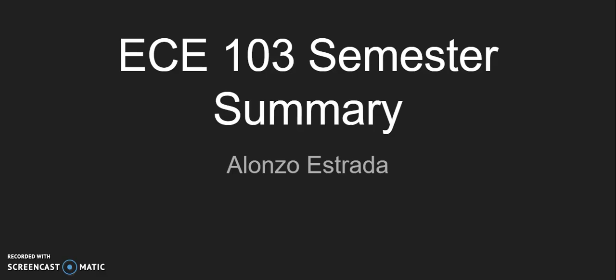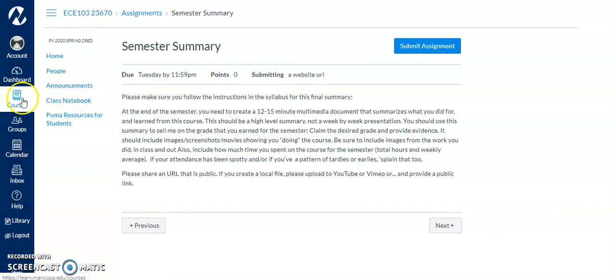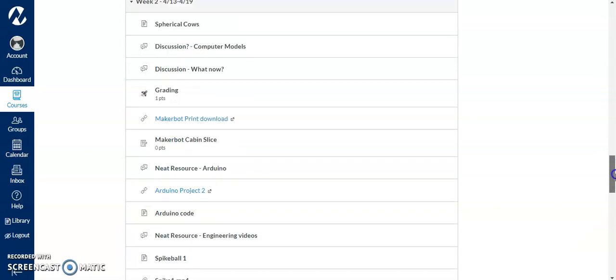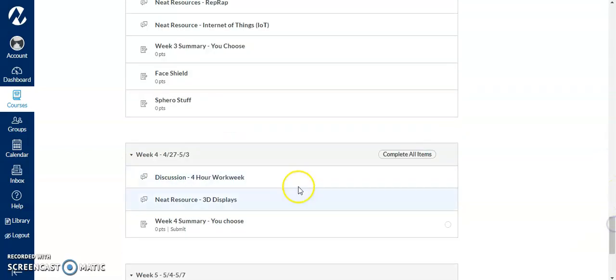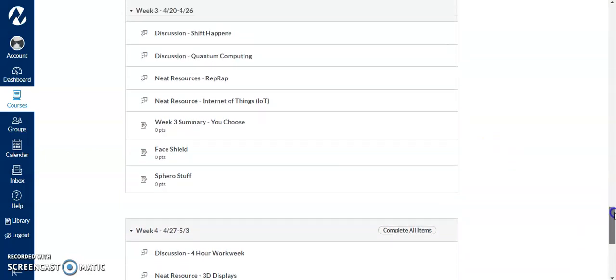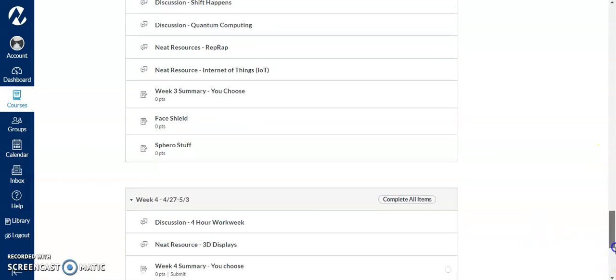And how much was given per week? So it was really just how many weekly assignments we had to do. Going back to here, if we look at last week's, we can see it was a really short week. There was only a discussion and a resource and the summary, really. That was on the home page at least. And on here, it was 2 discussions, 2 neat resources, along with some other stuff that we had to complete. So it was really varied.